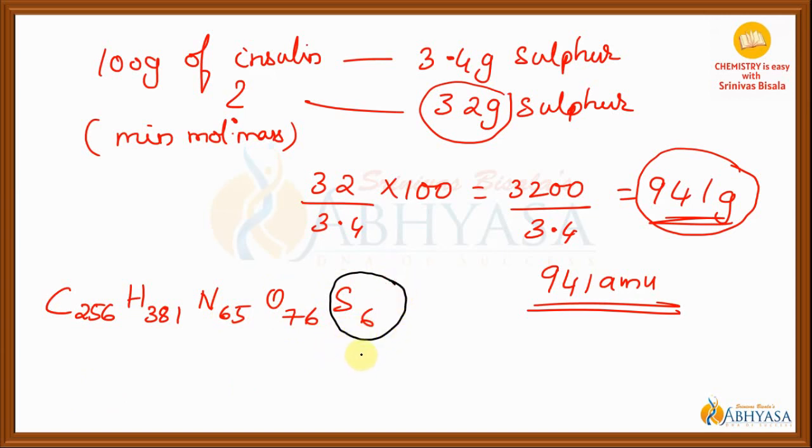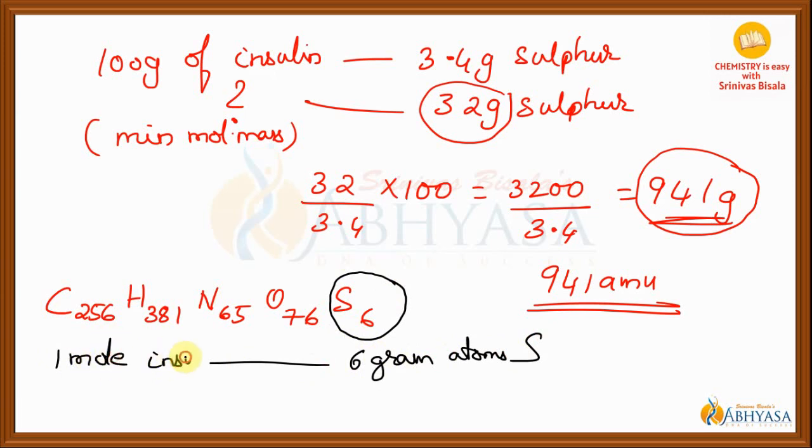that results in formation of 1 mole of insulin. That's the meaning of the molecular formula or the molecular mass. And when you add all the atomic masses, you will get the molecular mass of insulin as 5778. This is the molecular mass of insulin, and it contains 6 gram atoms of sulfur.